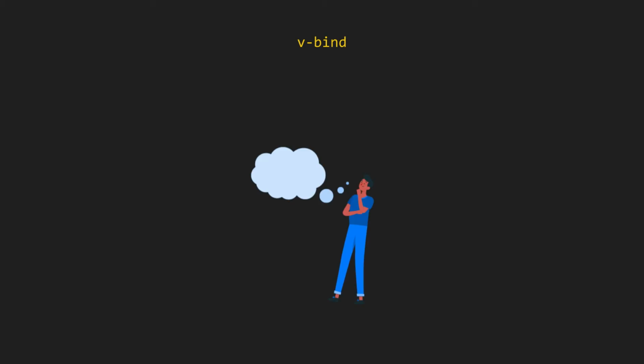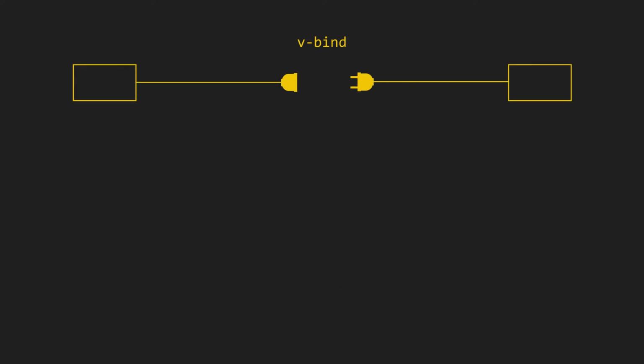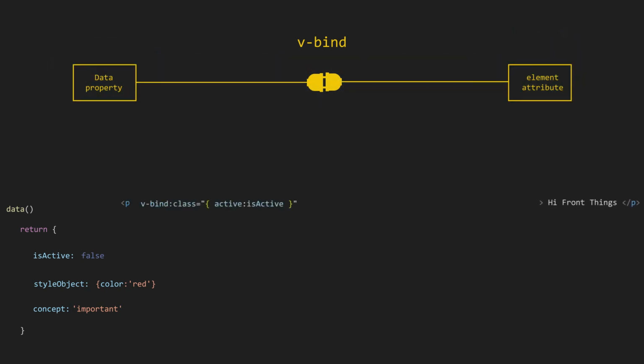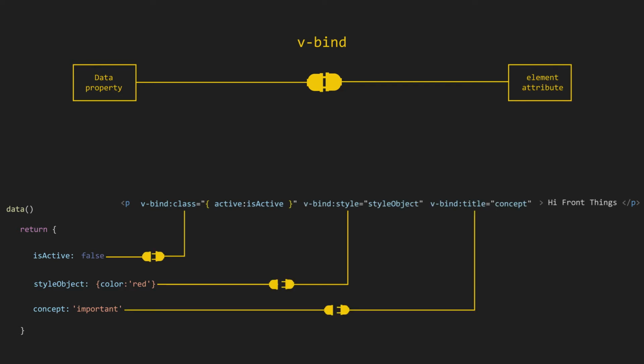The best way to understand v-bind is to imagine it as an electric socket. As you know, an electric socket makes a connection between two things. And we can say the main idea of v-bind is to dynamically bind one or more attributes to our data property. So in this video, we will talk about class and style bindings.